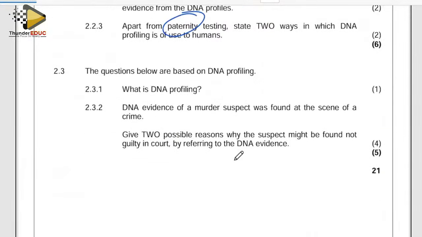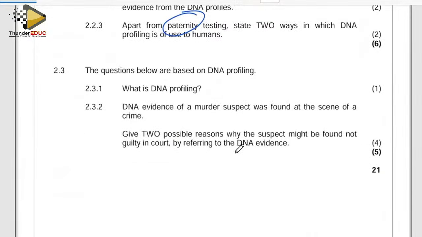They're saying that the questions below are based on DNA profiling. What is DNA profiling? This one is no longer being asked, but you just need to know what it does. Basically, it is a technique which is used to identify someone's unknown DNA profile.